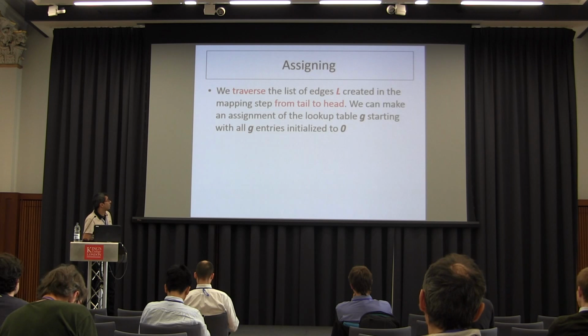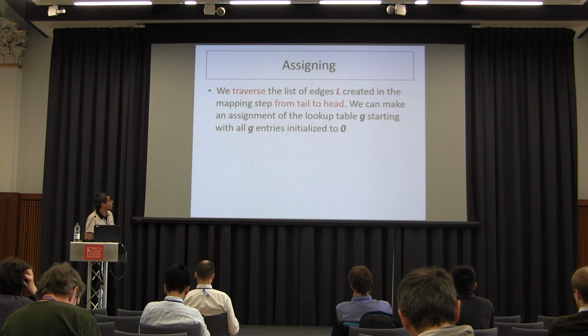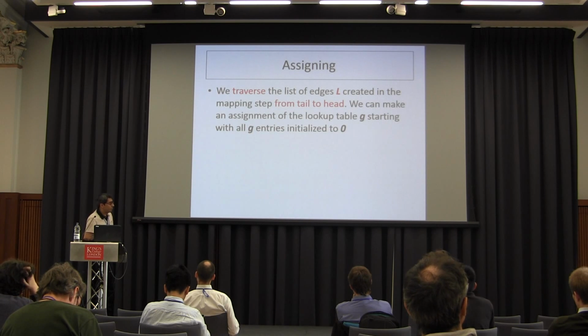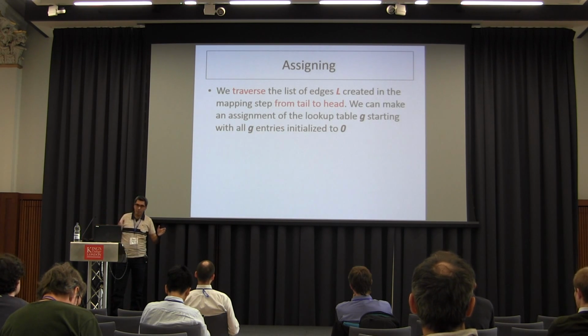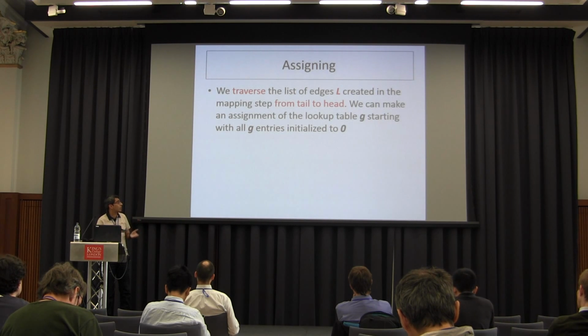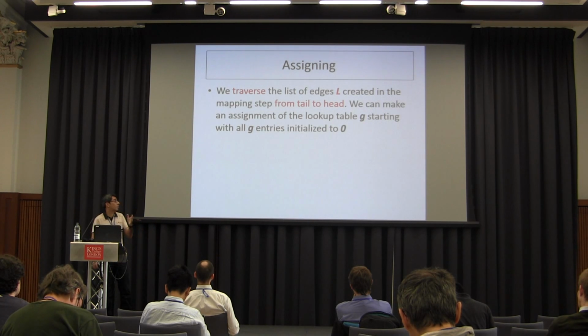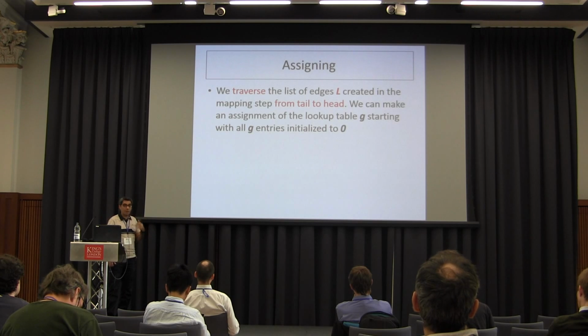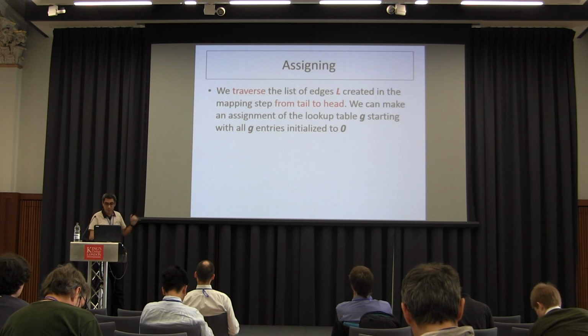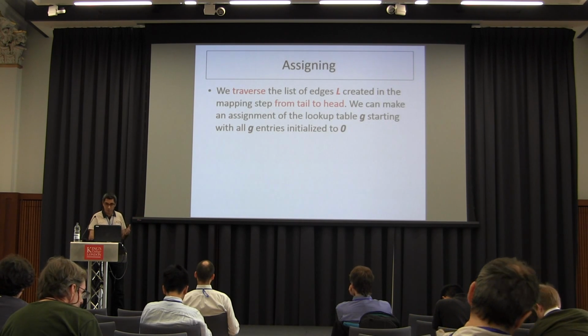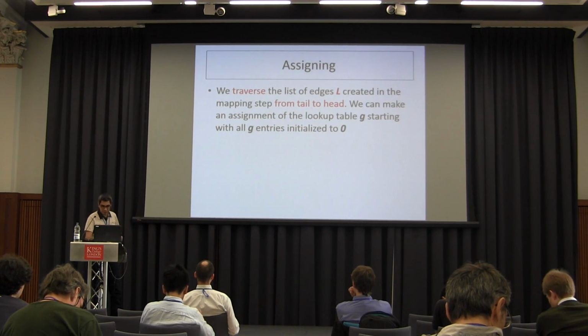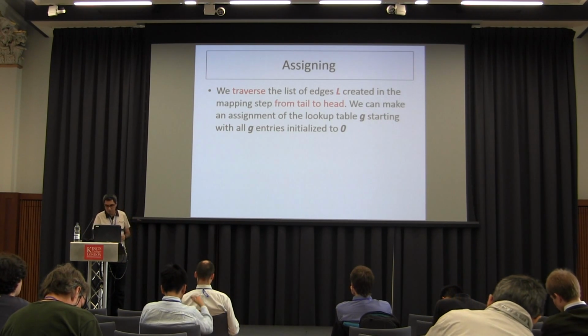Now that we are done with the mapping step, in the assigning step, we remember that we created that list. It can be easily seen that if we traverse the list that was created in the mapping step from the end, moving backward, and start assigning values to vertices, we can get the proper assignment that we were looking for in the idea presented at the beginning of this presentation. I will give you an example here.